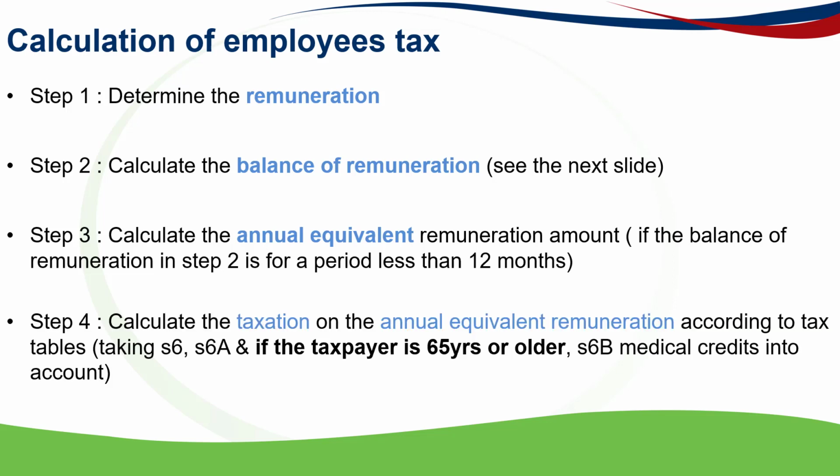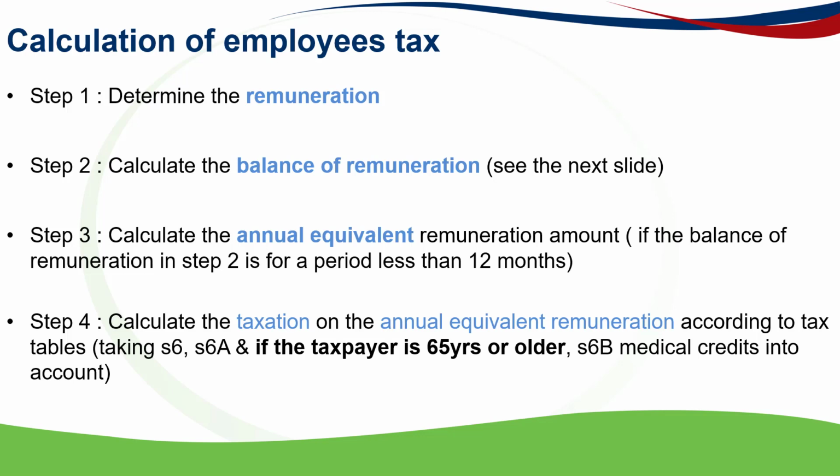The fourth step would be to calculate the taxation on the annual equivalent remuneration according to the tax tables, taking into account Section 6 rebates, Section 6A rebates, and only if the taxpayer is 65 years or older will you take into account the Section 6B medical credits. Right? I will repeat this because this is very important.